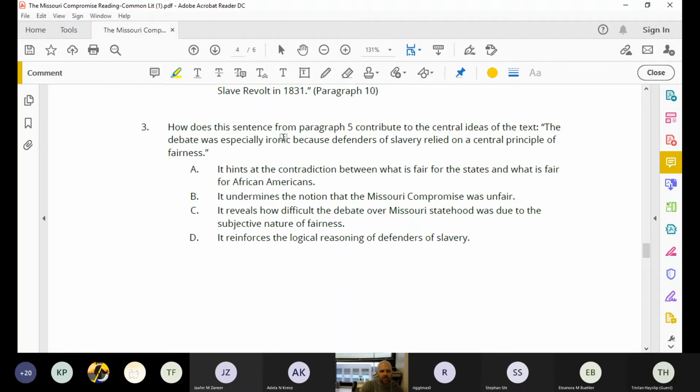Let's look at number 3. How does this sentence from paragraph 5 contribute to the central ideas of the text? We're talking about main ideas here. Quote, the debate was especially ironic because defenders of slavery relied on a central principle of fairness. So what do we think here for number 3? How about Violet? Would you mind telling me what you think for number 3?